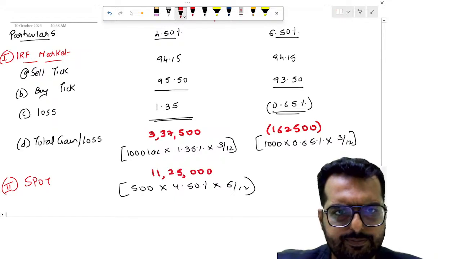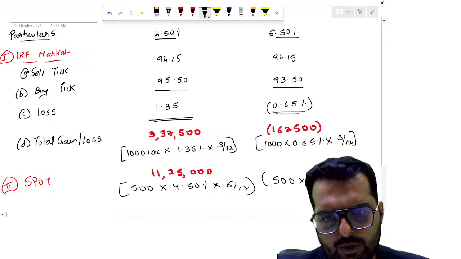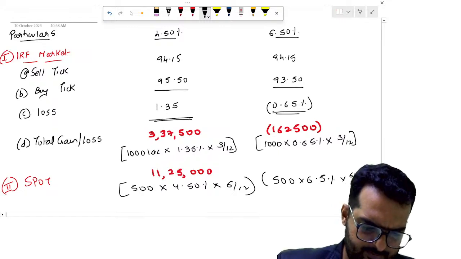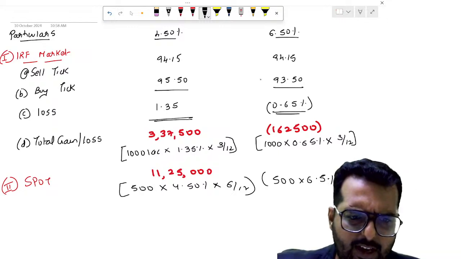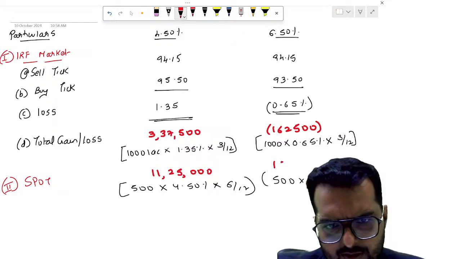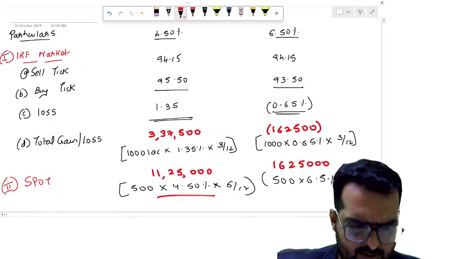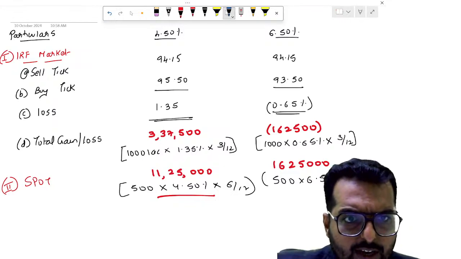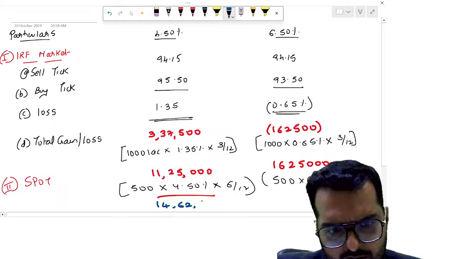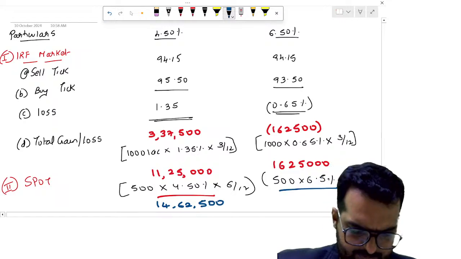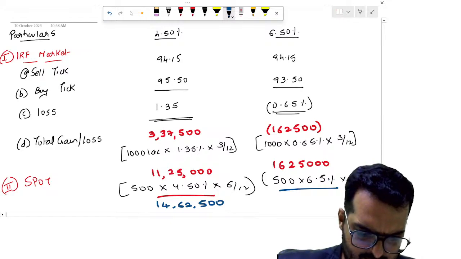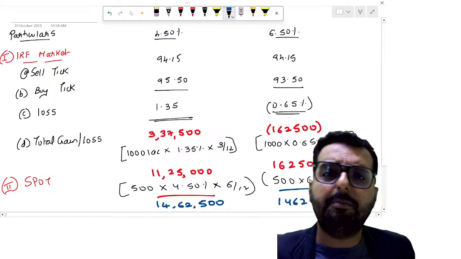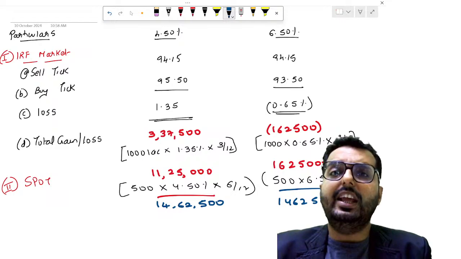And the other one would be what? 500 into 6.5% into 6 by 12. Is it 16 lakh 25,000? 11 lakh 25,000 plus 3 lakh 37,500 will be 14 lakh 62,500. Again, friends, whichever way the interest rate moves, you end up paying exactly the same amount. Hence, you can sleep peacefully.